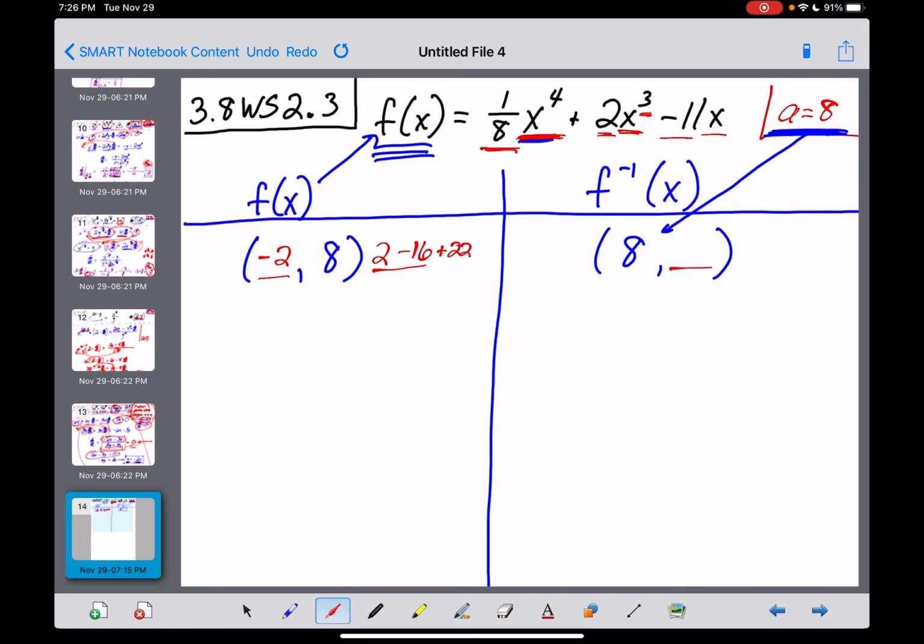2 minus 16 is negative 14. Negative 14 plus 22 gives us the 8 that we were looking for. That was a hard one. We had to dig for that. So negative 2 is the x value that we're looking for.